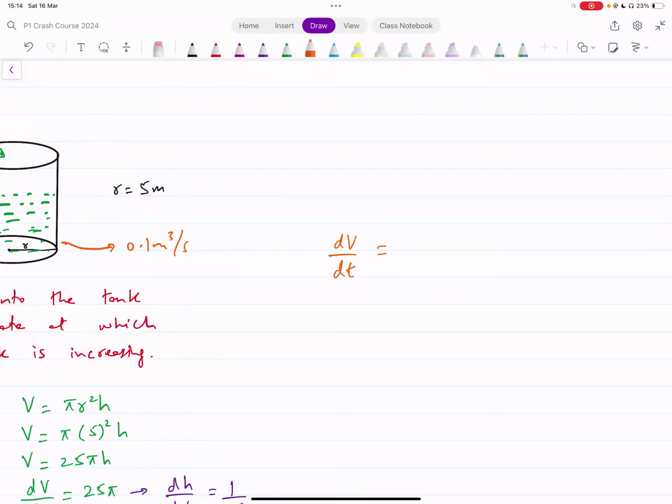How is the volume changing? What's the rate of change of volume here? Negative. It'll be negative, right? So you'll say this is minus 0.1. So if it's an increase, you use a positive number here for the rate of change. And if it's a decrease, you use a negative number for the rate of change. Okay? Make sense?